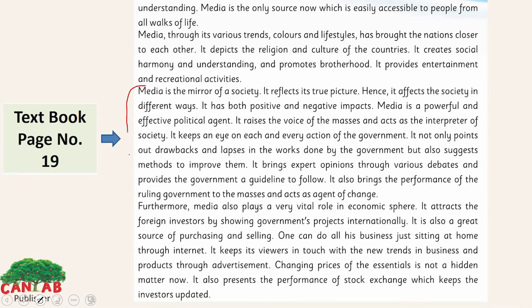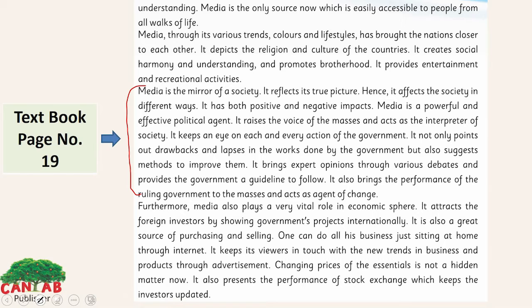So what we discuss in this paragraph here, that media shows the true picture of the society and it really reflects us. What people are doing, what the government are, what the politicians or our leaders are doing. And it also affects the society in different ways, both the negative and positive. Media is also a powerful political agent and it raises the voice of the people and it shows the true picture of society to the other people of the world.